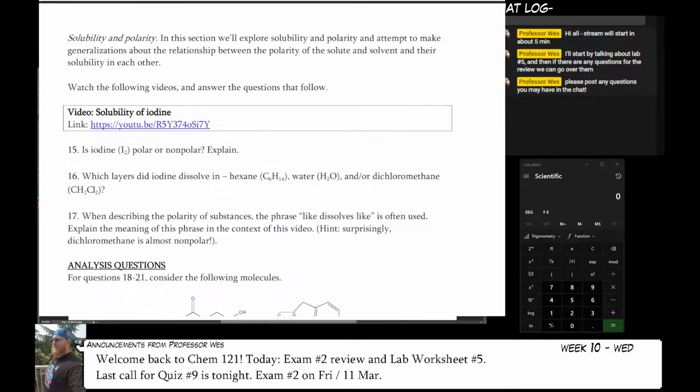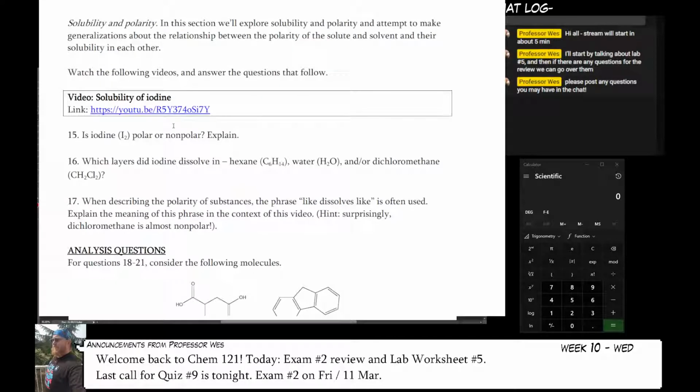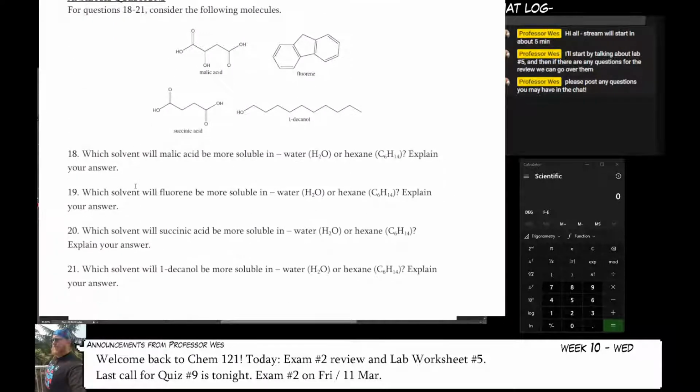And then finally, I believe we actually watched the iodine video in class here. I just linked that video again, and you can see where iodine dissolves and tell me some observations on that. And then I just have general questions at the end. So here I give you structures of different molecules, and I say, more soluble in water or hexane? You got to tell me which one, and you got to tell me why.